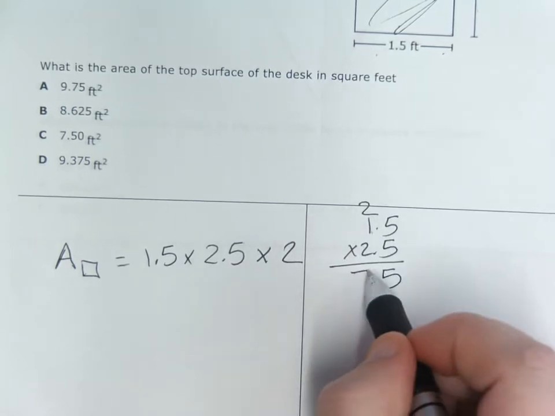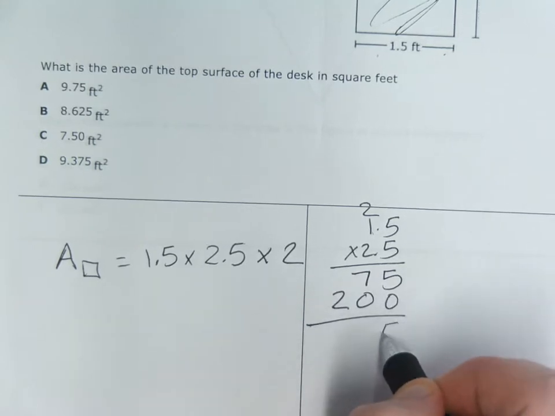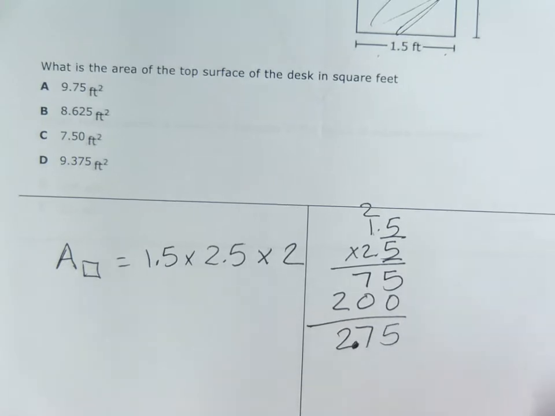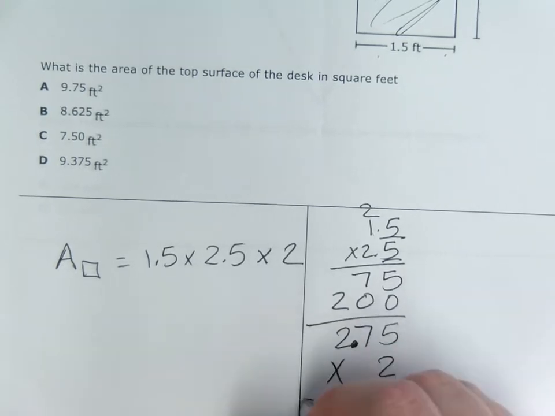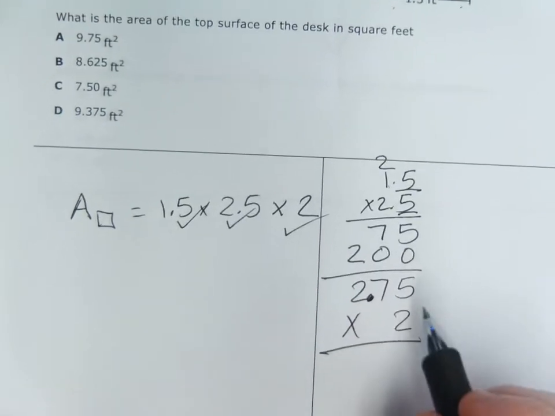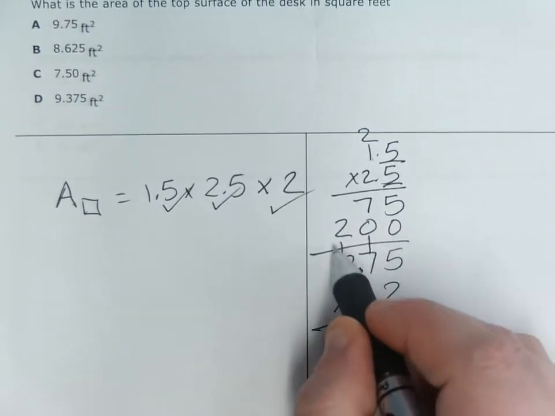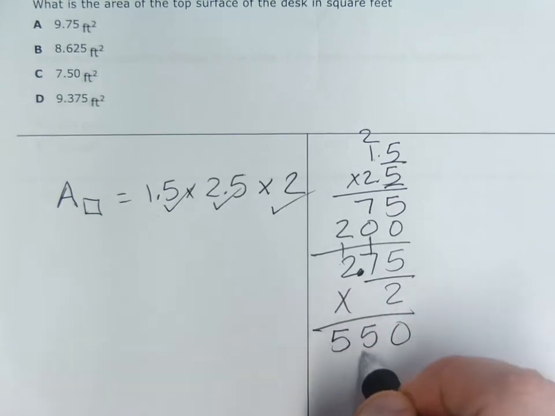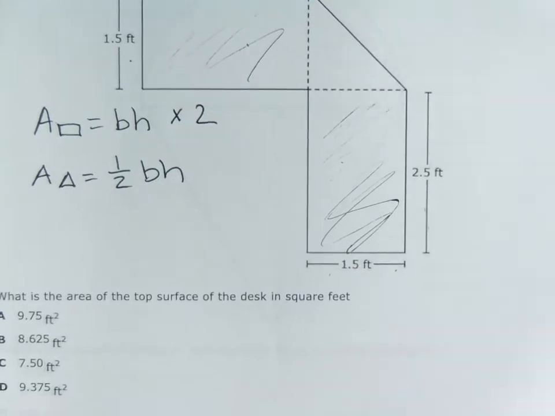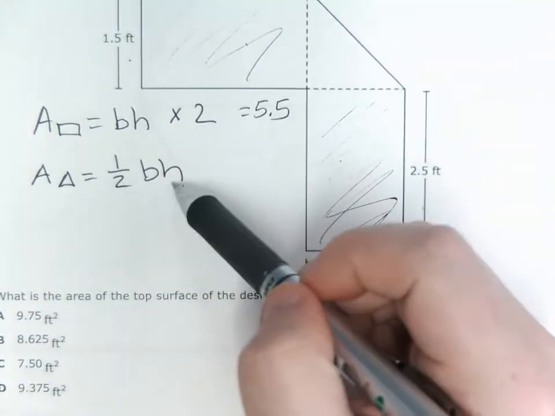25, 7, 10, 2. 572. And then 1, 2 after a decimal, 2.75. And then we're multiplying that by 2 because I did 1.5 times 2.5. Now I need to do times 2. 5 times 2 is 10, 14, 15, 4, 5. And then I have 2, so it'd be 5.5. Okay, so that would mean this is 5.5. Okay, and then we're going to look at this base times height.